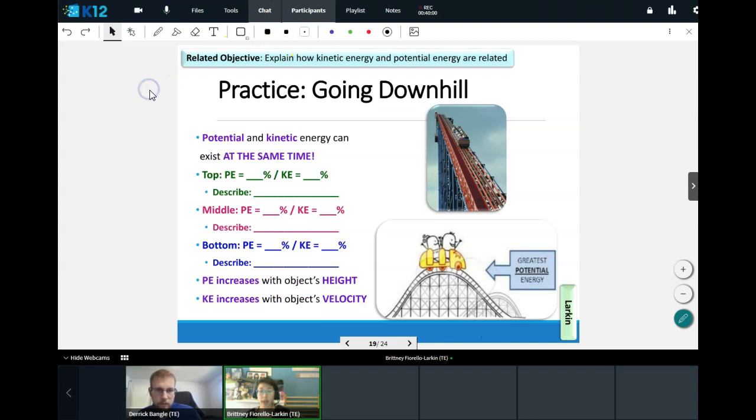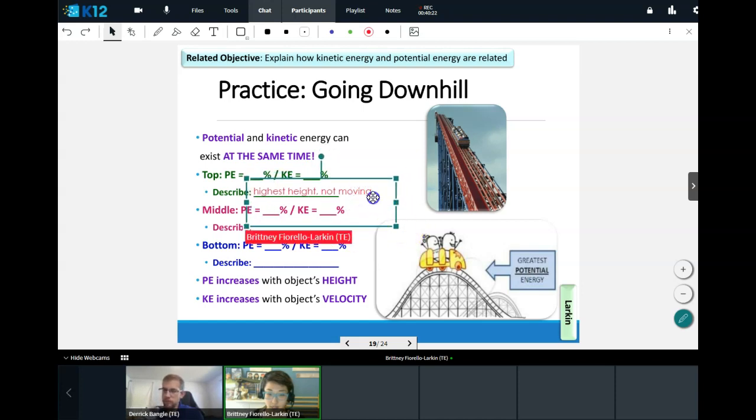Okay, so going back to our roller coaster example, again, potential and kinetic energy can actually exist at the same exact time. We saw this. So at the top of our roller coaster, where we're at the highest height and not moving, what type of energy is that? Is that going to be potential energy or kinetic energy?